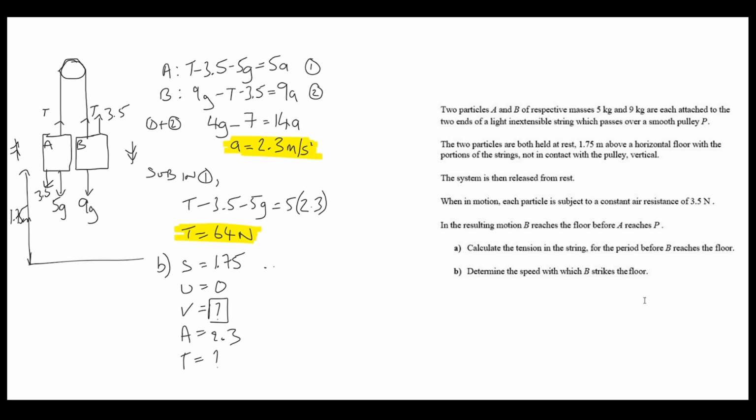Okay, so the formula most appropriate here is v squared equals u squared plus 2as. If we substitute our values in, we get that v squared equals 4.6 times 1.75, and square rooting gets us 2.84 meters per second. That's the velocity, that's the speed that this particle hits the ground with.